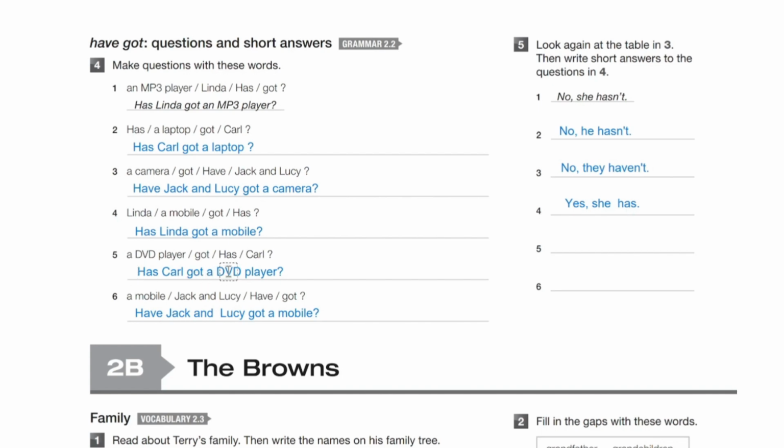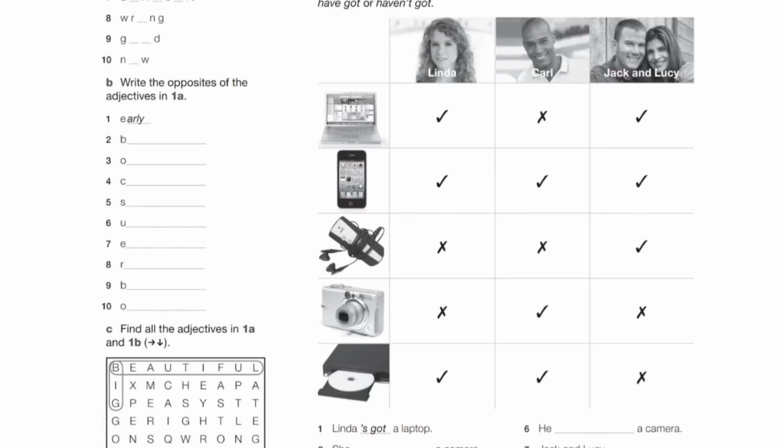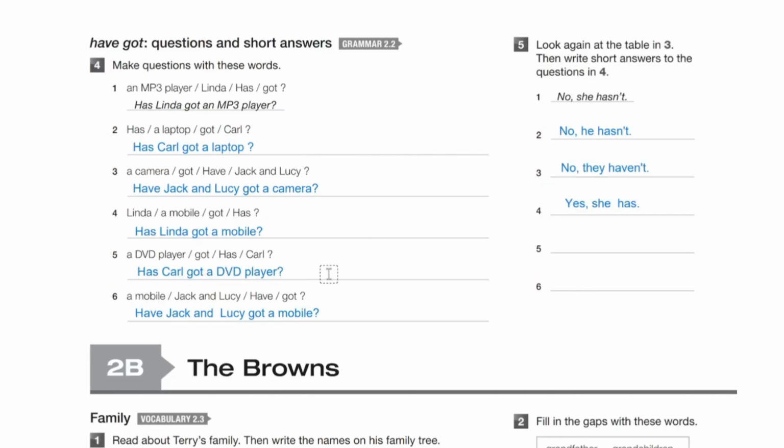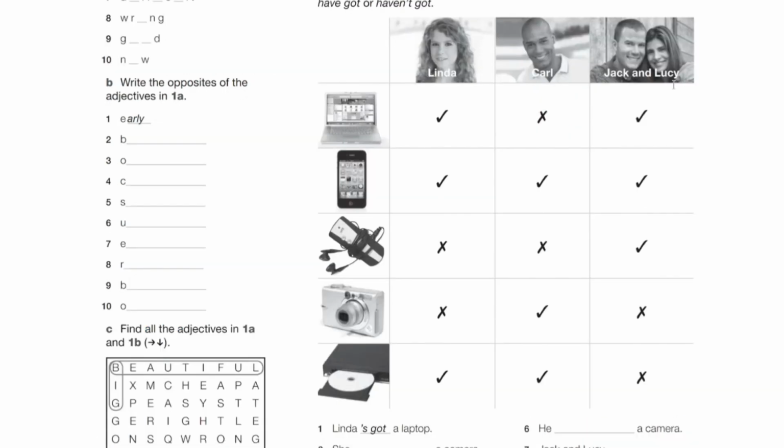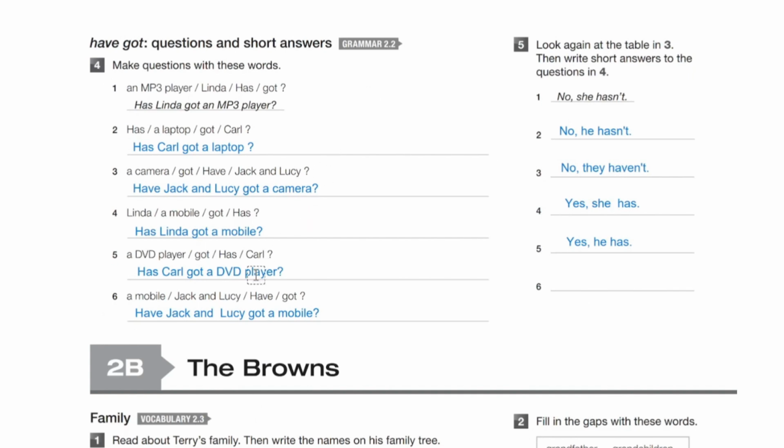Number five, has Carl got a DVD player? Carl, DVD player. As you can see, there's a tick. So yes, he has. Has Carl got a DVD player? Yes, he has. That's it. Number six, have Jack and Lucy got a mobile? As you can see here, Jack and Lucy have got a mobile. There is a tick, so we're going to go for yes, they have. Have Jack and Lucy got a mobile? Yes, they have. That's it. And that makes us move to 2B now, guys.